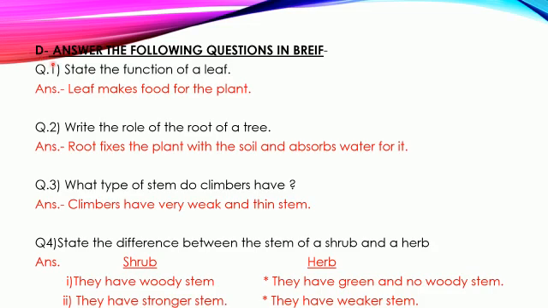So D number is answer the following questions in brief. So this is the short answer type question. Let us see. Question number 1 is state the function of a leaf. Answer is leaf makes food for the plant. Question number 2. Write the role of the root of a tree.